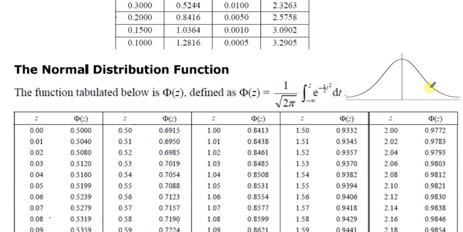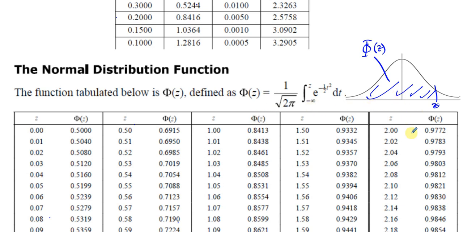So if Z equals 2, it means that value is 2 standard deviations above the mean, and the area here, this phi Z, is basically the probability of that occurring. The area is always to the left of this Z value, from this lower table here. So this is phi Z, which is the area to the left of Z. That's what that stands for.